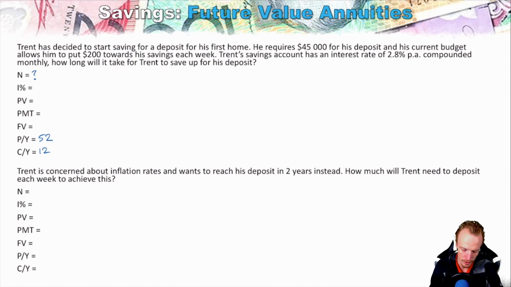The interest rate is 2.8%. The present value is 0. PMT, we're making to the bank, so it's a negative 200. Future value, we're looking at 45 grand, needs to be positive because we're taking it from the bank at that time. So therefore, N is what we're after.